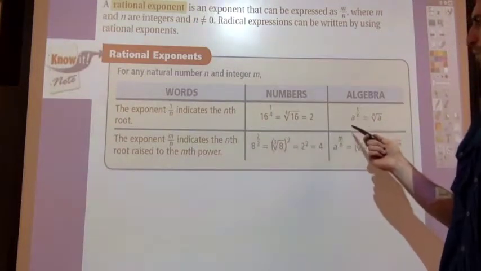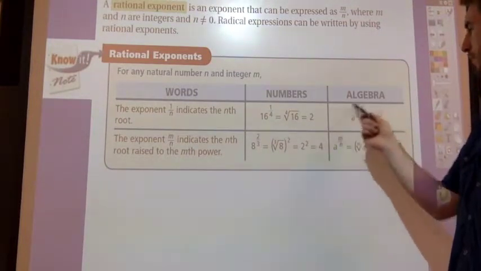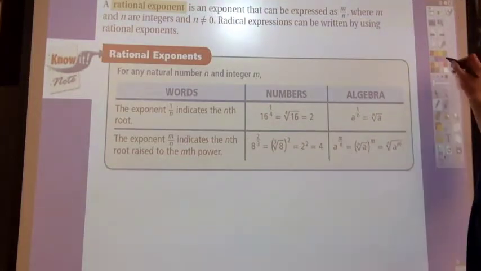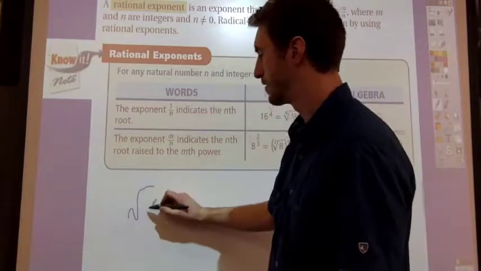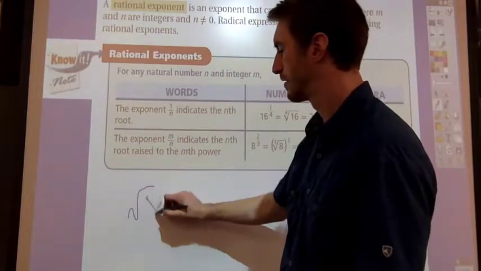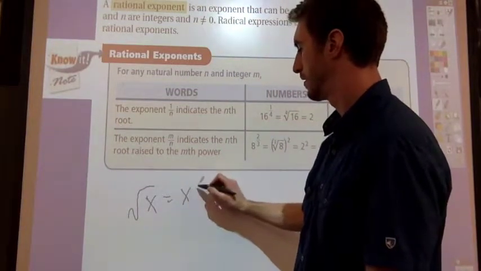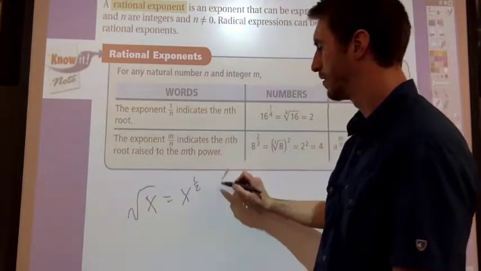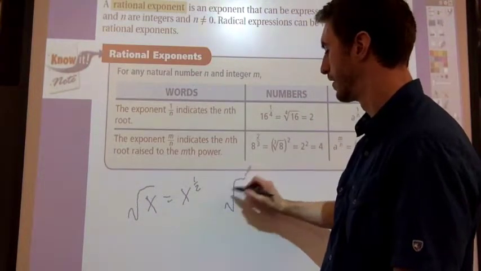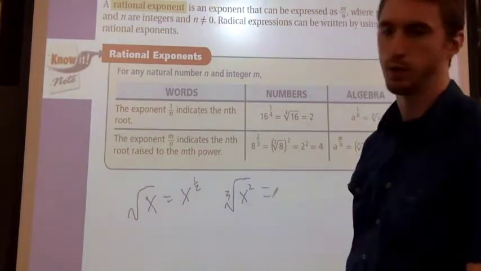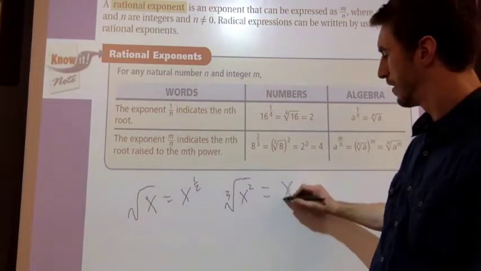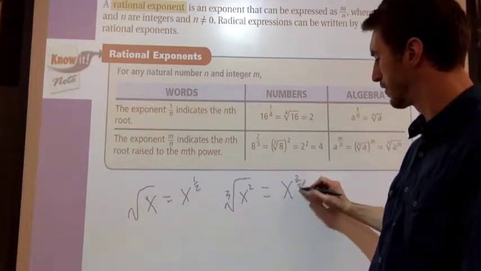Okay, more properties for you. This one we already talked about. It's basically saying that you can rewrite the square root of x as x to the 1/2, or you can rewrite the third root of x squared as what? X to the 2/3.